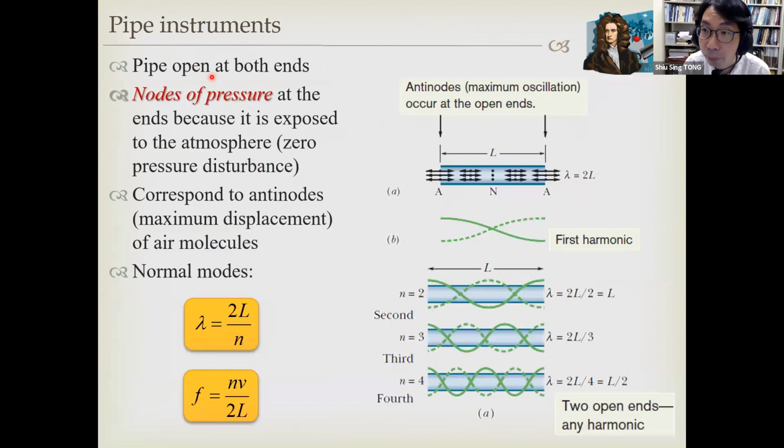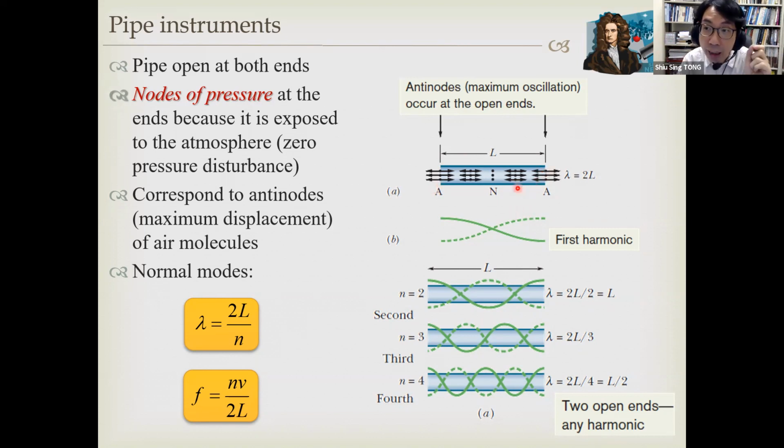Now we talk about the pipe instrument. The simplest pipe instrument is a long pipe that is open at both ends. These two ends are not closed, because if you close both ends, you cannot excite the vibration inside, right? You must open at least one end in order to set up the vibration. Now we leave both ends open.